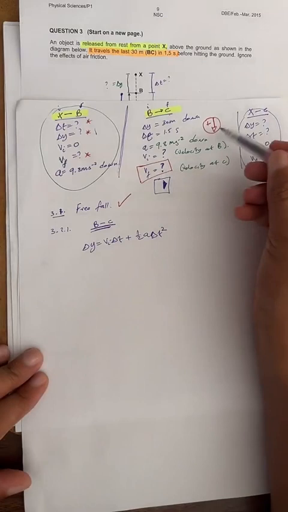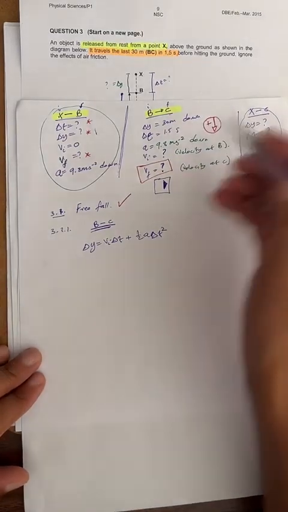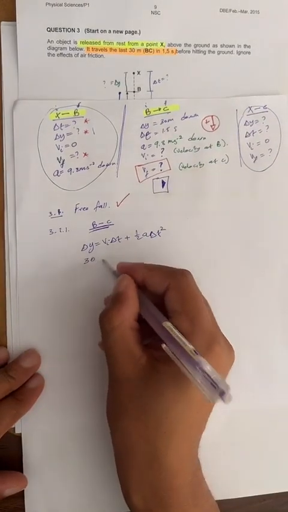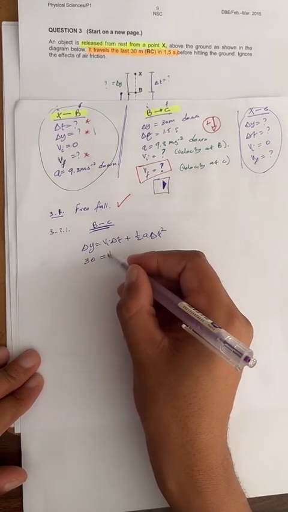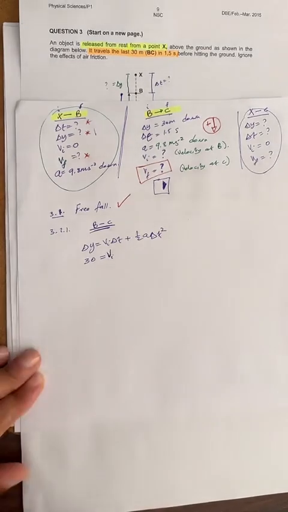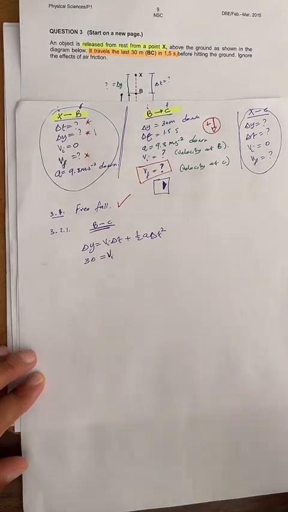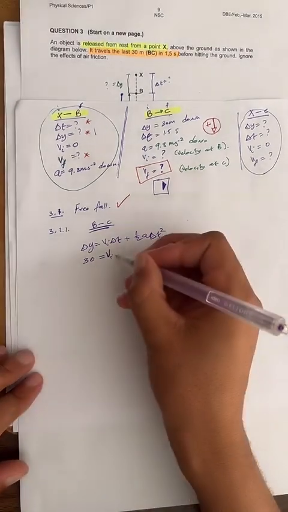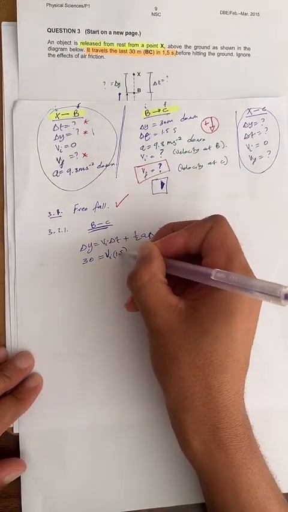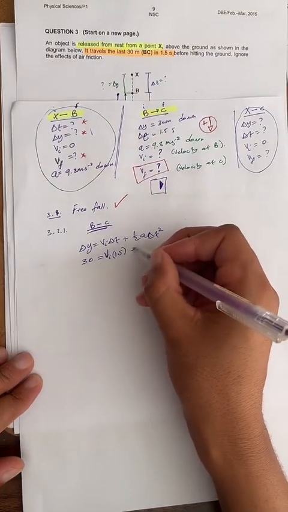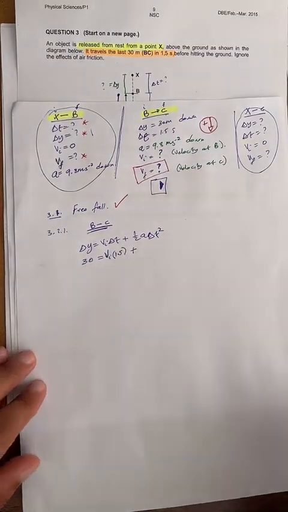So let's substitute. We choose down positive. Displacement is going down, so it's going to be positive 30. Initial velocity is not known. I leave it as vi. I don't even write positive or negative. Just write vi. For something that we don't know, do not write direction. The time is 1.5. Time does not have a sign. So time is always positive. The scalar quantity is always positive.